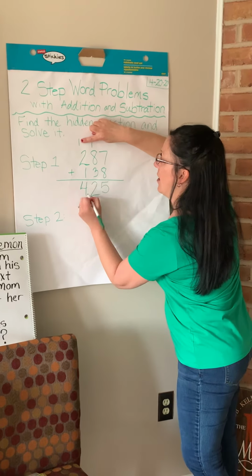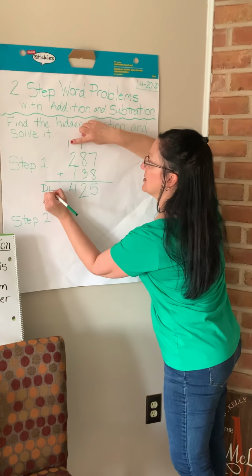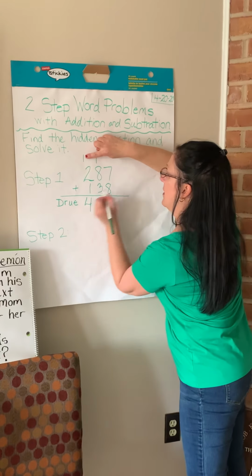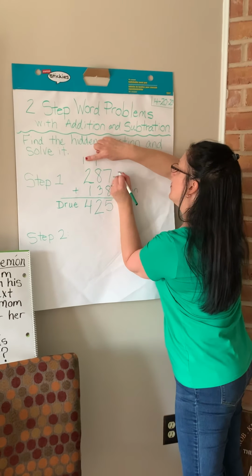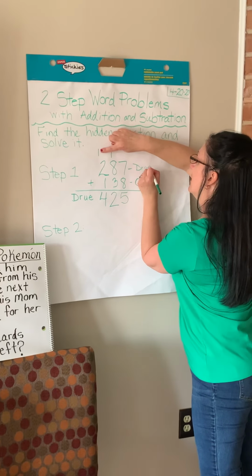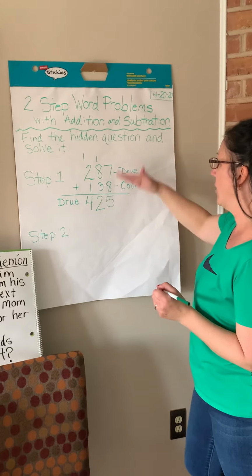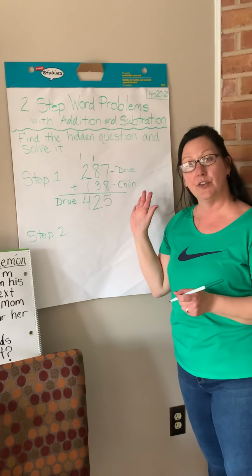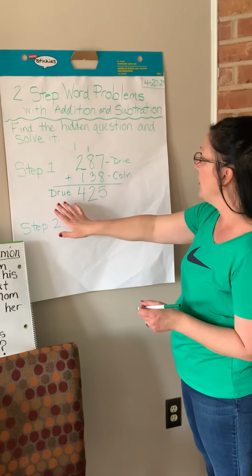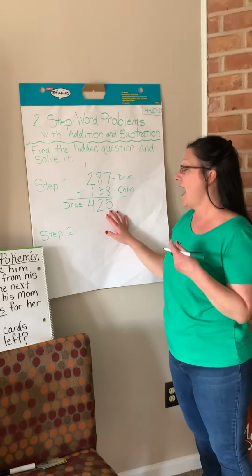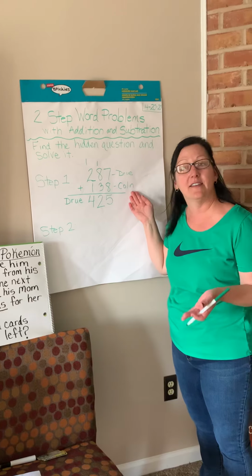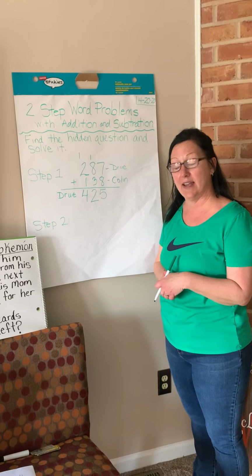So now we know, and I'm going to label this so I know, this was Colin's cards. These were Drew's cards. Remember, we talked about it's okay to write out all of your thinking. So now we know that Drew has 425 cards after Colin was kind enough to give him 138.